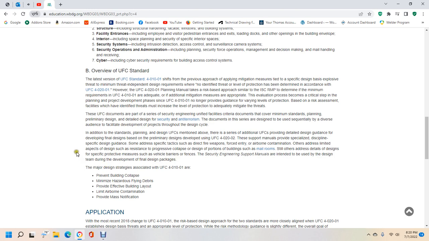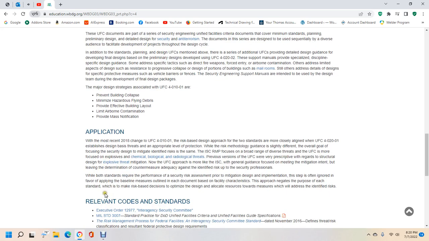The major design strategies associated with UFC 4-010-01 are to prevent building collapse, minimize hazards from flying debris, provide an effective building layout, limit airborne contamination, and provide mass notification. Application of the most recent 2018 change of the UFC 4-010-01 risk-based design approach brings the two standards into closer alignment with the UFC 4-020-01 established design basis threat and appropriate level of protection. The risk methodology guidance is slightly different, with the overall goal of focusing security design to mitigate the identified risk.